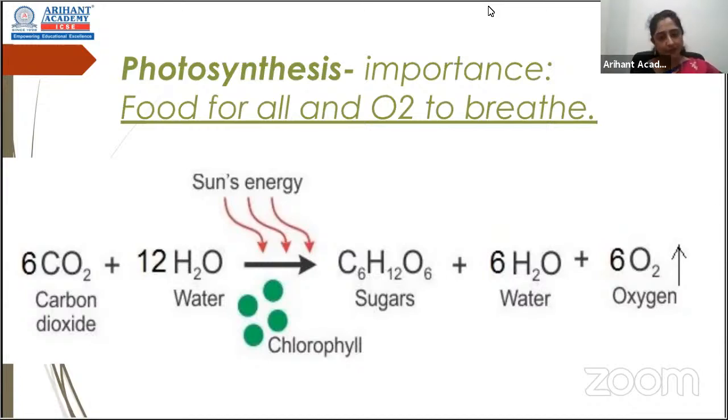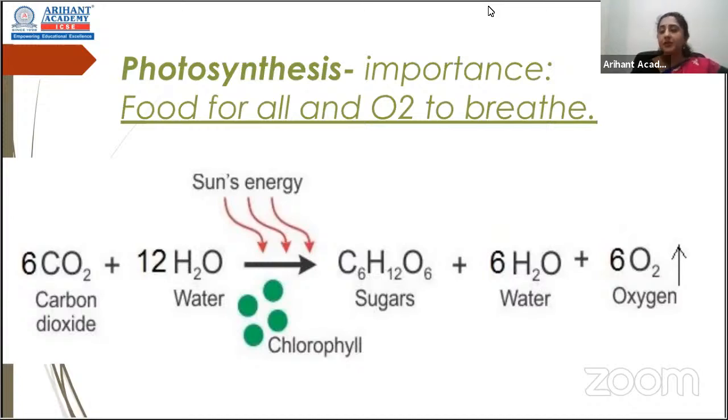Photosynthesis ka equation, one of the most important parts of this chapter. Every experiment that they give you, they'll ask you to explain the process with the help of an equation. So children, you need to practice this equation written. Only then you will not forget the 6 and 12s.